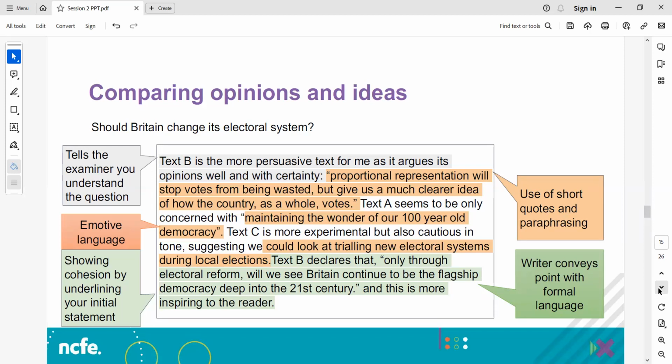So again, in this answer, the person has started their answer straight away, referring to the text. Text B is the more persuasive text for me. And then throughout the answer, they've looked at the different texts. And then at the end, we can see that they have shown cohesion by underlining their initial statement. So they've gone back to their first sentence at the end.